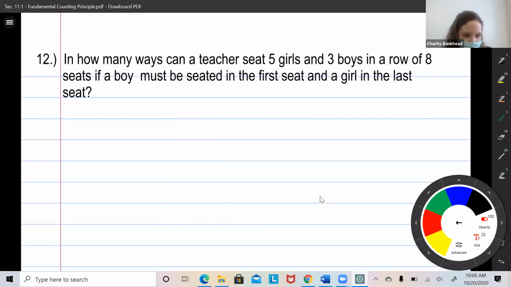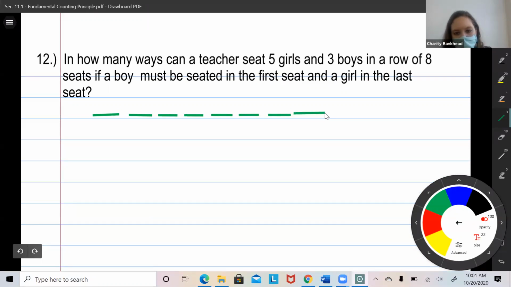Number 12 says, in how many ways can a teacher seat 5 girls and 3 boys in a row of 8 seats if a boy must be seated in the first seat and a girl in the last seat? All right, so there's 8 seats.